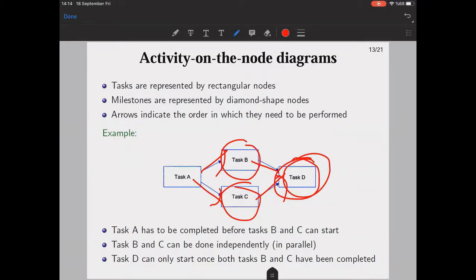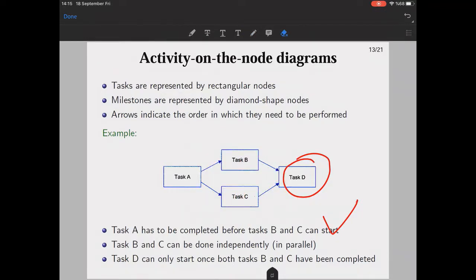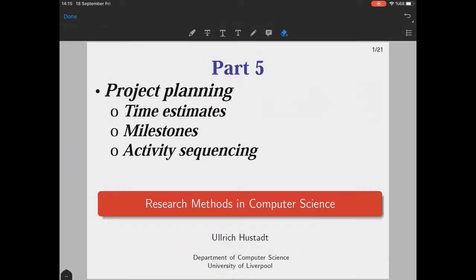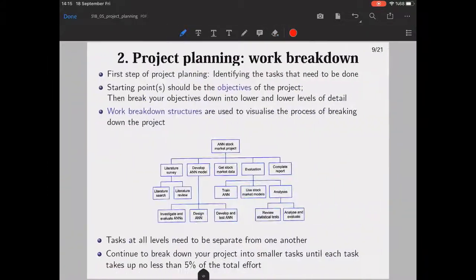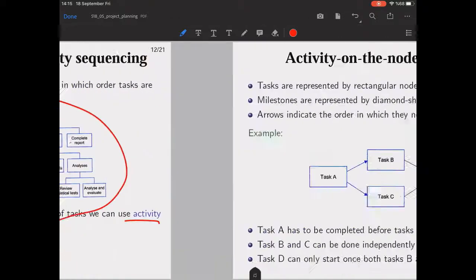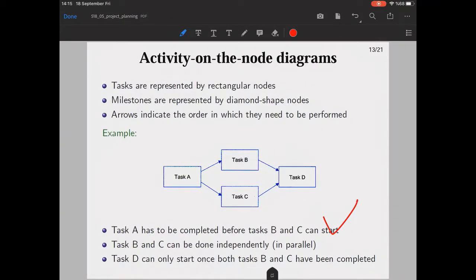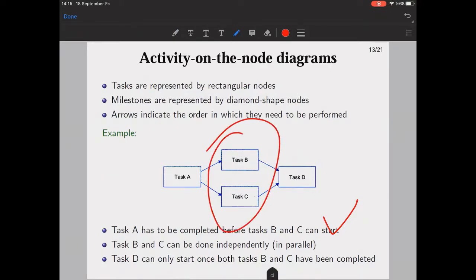As you see, I like explanation. Task A has to be completed before task B and C can start, and task B and C can be done independently in parallel. These can go ahead together. Most probably, you can distribute these tasks between two people. It would be beneficial if you do that. And task D, of course, can only start once both tasks B and C are completed.